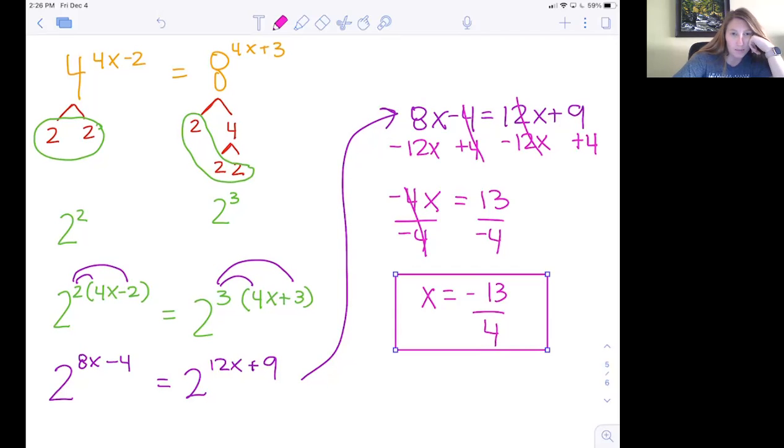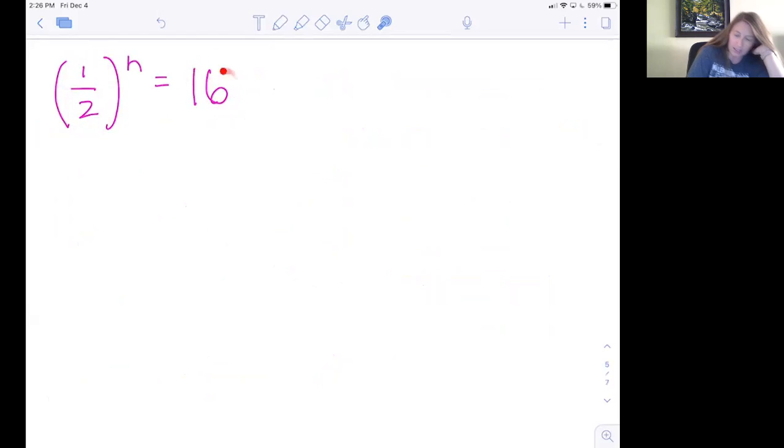Okay, so same thing for question 4. Question 4 would be a good one just to try. Question 5 is what we're going to be doing next, because this is another one that you may see. So the big thing here is that with this, I don't want this fraction, because it's going to be hard to get 16 into a fraction. I have no idea how I'd go about doing that.